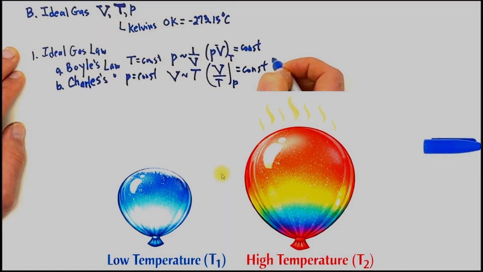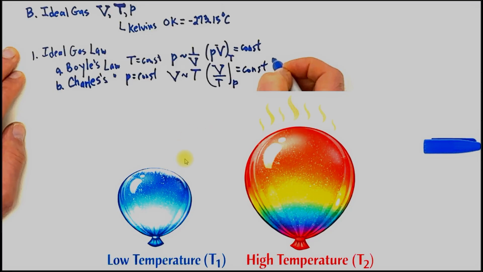Now for Charles's law, if we keep the pressure constant, but heat up the gas, we find that the balloon will expand. And the pressure will then be whatever the pressure is outside the system. So we do this slowly. So the pressure can be considered constant.